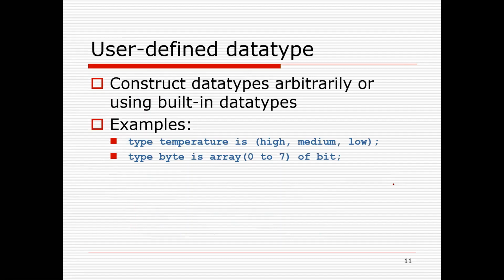You can also construct data types arbitrarily or using built-in data types. For example, I can build a type temperature. Temperature is my type, and I can say it is high, medium, low. I have only three kinds of temperatures, which are high, medium, and low. I can also define a type byte. Byte is nothing but an array of 8 bits. So I define it as an array 0 to 7 of bit. So I can have those kinds of flexibilities. Now this type, which has these kinds of values, is known as an enumerated type. And this enumerated type is only available in VHDL. It is not available in Verilog.